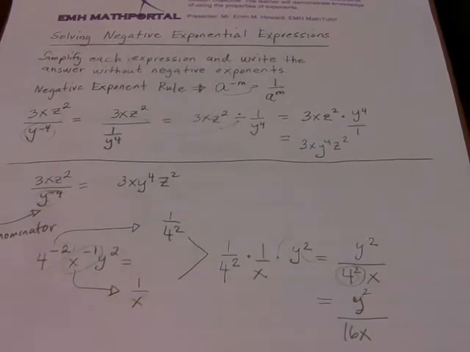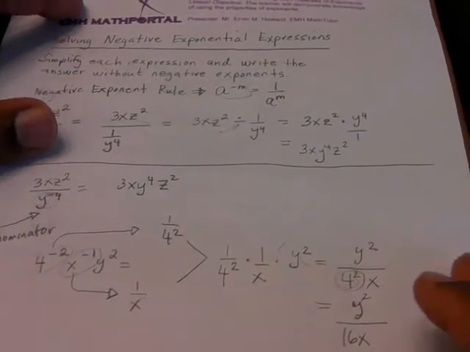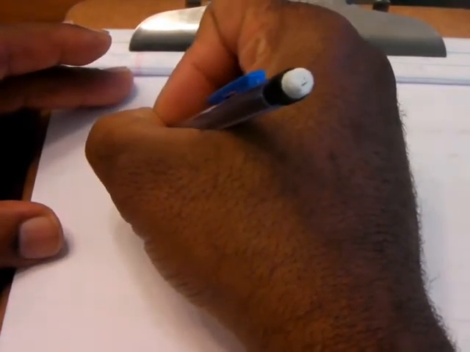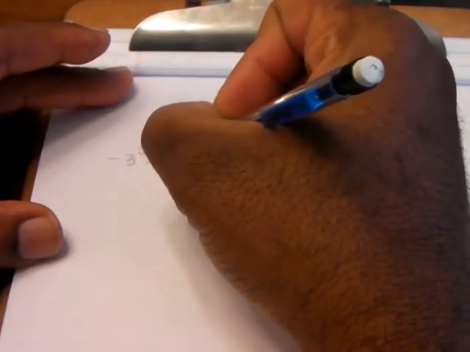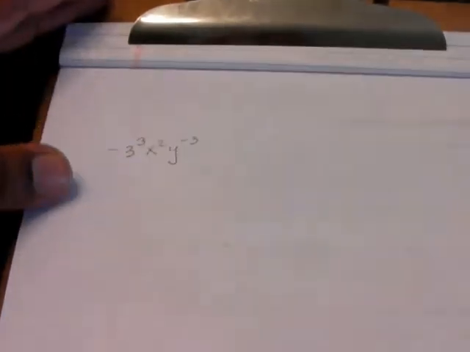Let's try one more, and what I'll do is take this paper and turn it on the back. I don't have my header for math tutor, but that's okay. Let's try another one. We're going to have negative 3 raised to the power of 3, x squared, and then y raised to negative 3. All right, and just zoom it in.